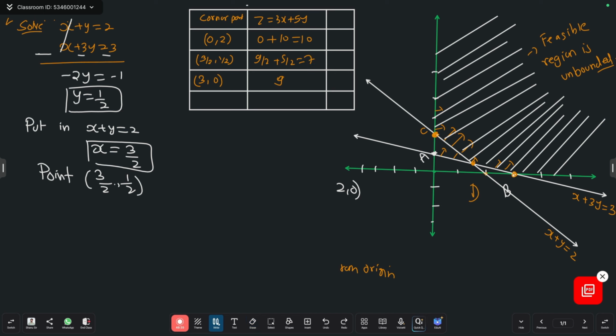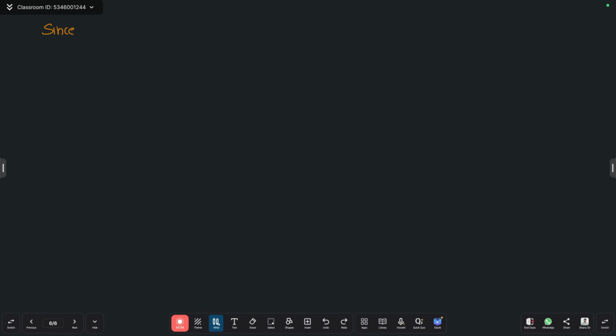7. So what is minimum here? 7 is minimum, no? If the region was bounded, 7 would be the correct answer and we would finish here. But this region is unbounded, so 7 may or may not be minimum. We have to go one step further. Since the feasible region is unbounded, z equals 7 may or may not be minimum.